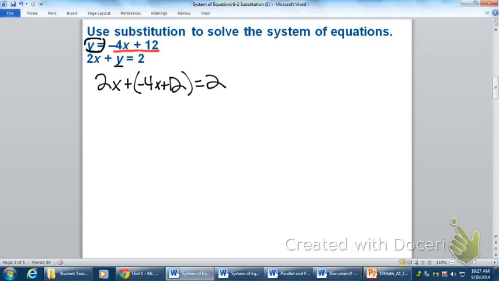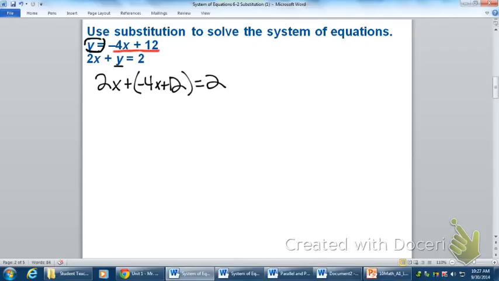Okay, we're practicing. My first equation was solved for y. It was y equals negative 4x plus 12. Will it always be 2x plus y equals 2? No, these are examples. My second equation is 2x plus y equals 2. All I did was substitute that first equation because it is originally solved for y. I plugged in negative 4x plus 12.